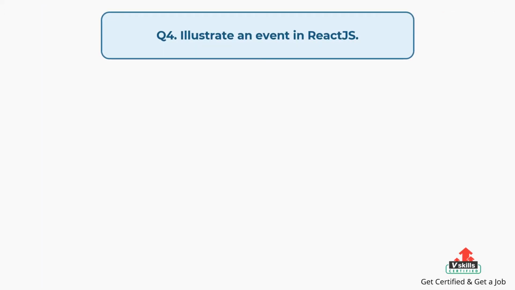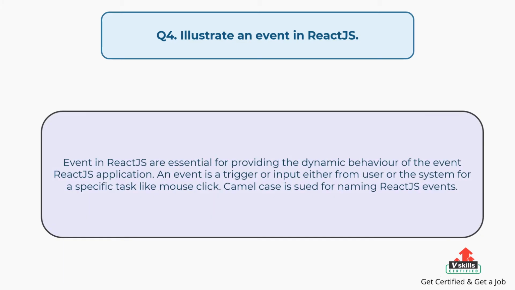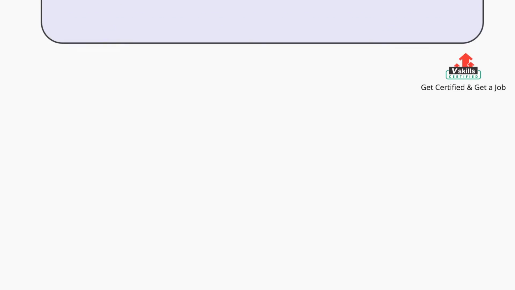Question number 4. Illustrate an event in ReactJS. The answer is, events in ReactJS are essential for providing the dynamic behavior of the ReactJS application. An event is a trigger or input either from user or the system for a specific task like mouse click. Camel Case is used for naming ReactJS events.